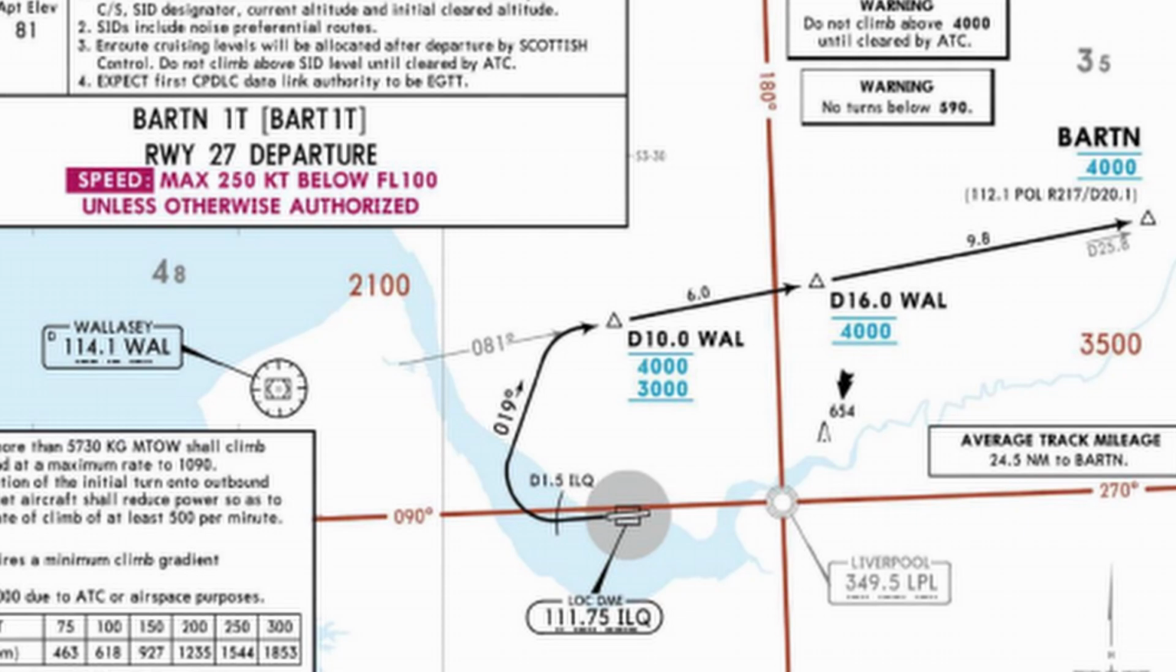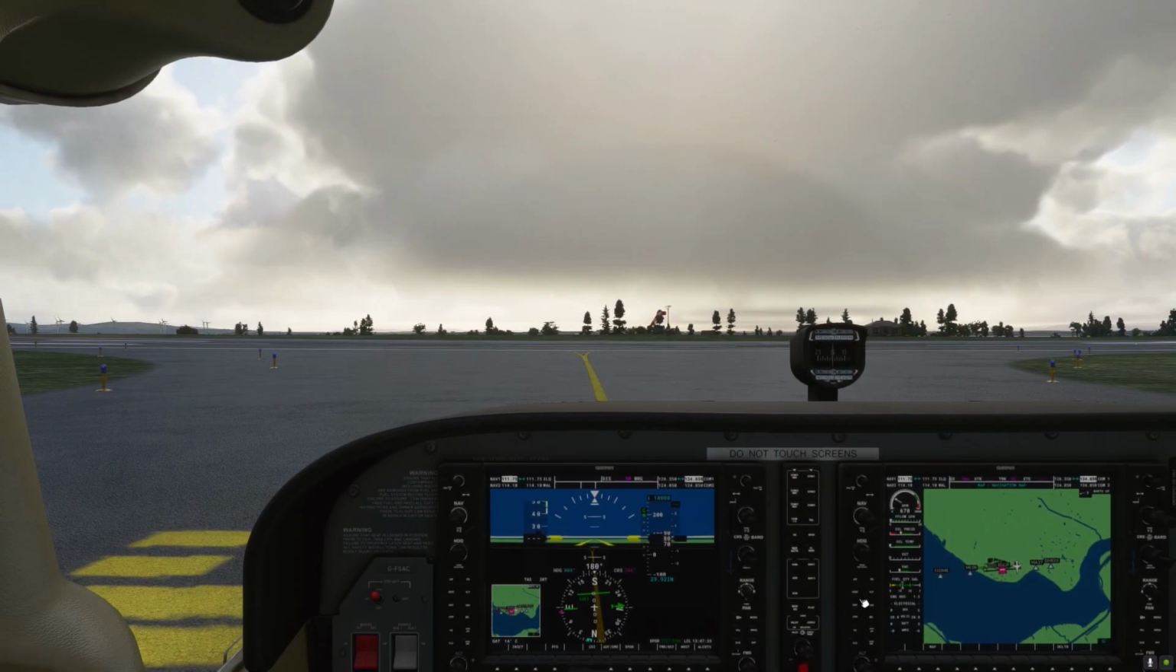Minimum altitude is 3,000 feet and maximum is 4,000 feet by D10. We're then to fly that radial at an altitude of 4,000 feet until we reach Barton, or instructed otherwise by ATC. Let's get started. Now that you've seen how to arrive at an airport on instruments, we'll demonstrate how to depart.